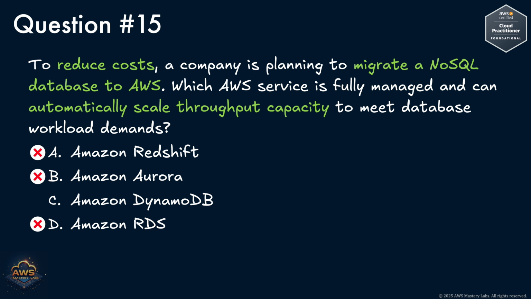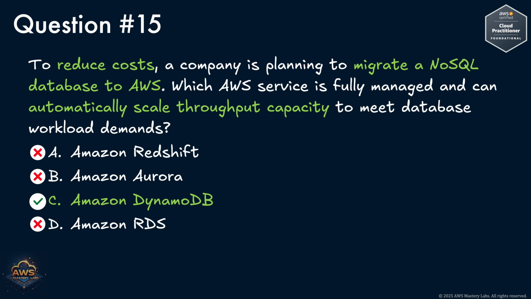Option D, Amazon RDS. Amazon RDS supports traditional relational databases and provides managed services for engines like MySQL, Oracle, and SQL Server. While it does support manual and some automatic scaling operations, it's not a NoSQL service and doesn't offer the kind of workload-driven throughput scaling required for cost efficiency at high variation. Incorrect, because RDS offers SQL-only support and lacks the NoSQL model and automatic throughput scaling.